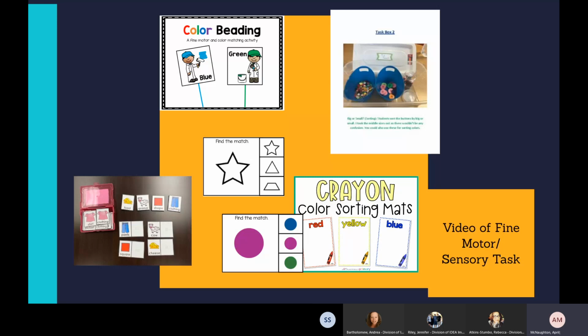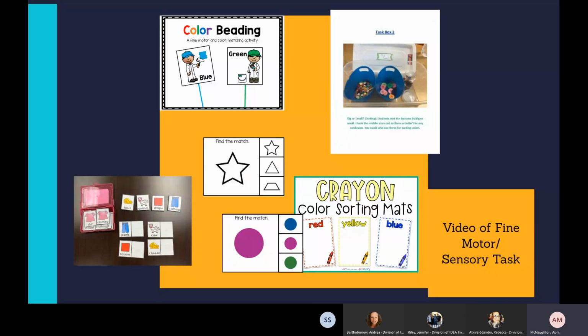Some examples of task boxes that can be easily put together are pictured here. We have a color bead match to use pipe cleaners or strings and beads that correspond to the color of the string. This can go for counting and cardinality, comparing which one has more, or matching and sorting.